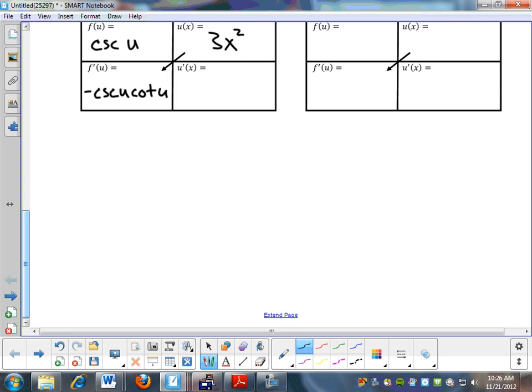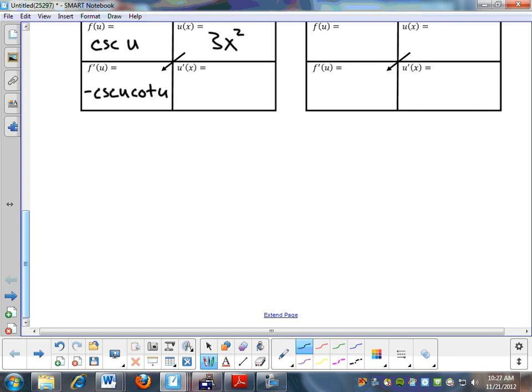Need to memorize it. No, this is from last week. This is not on your trig sheet. This is a calculus piece. The derivative of cosecant is negative cosecant cotangent. Probably Thursday, Friday last week. So that piece you've got to know.